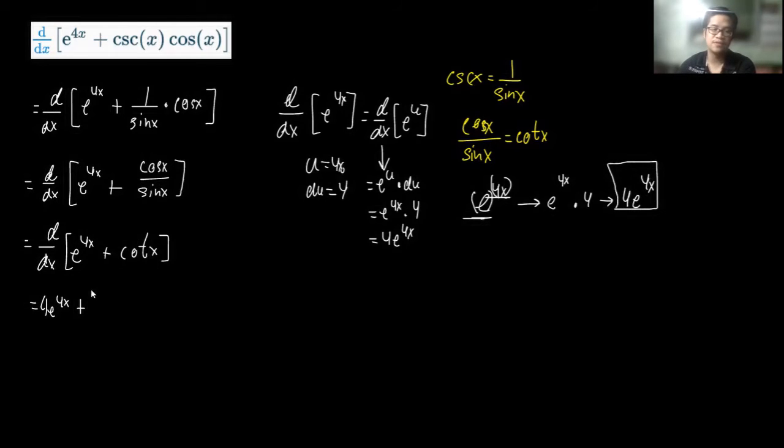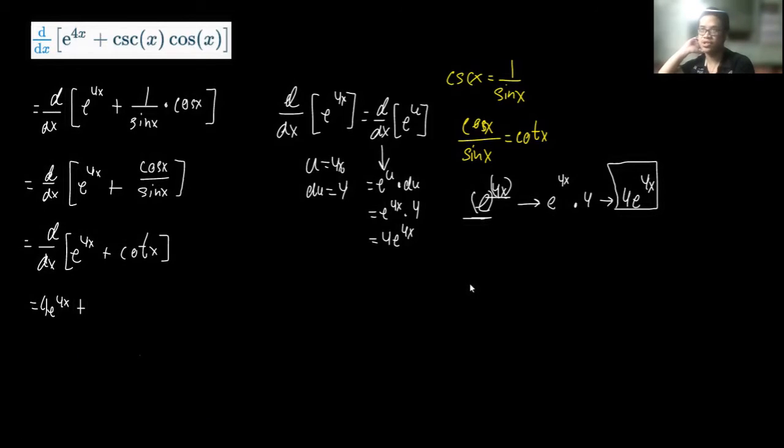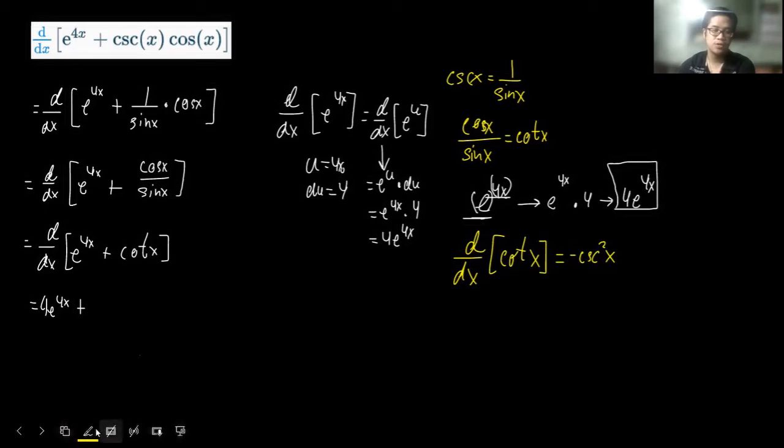Next, let's find the derivative of cotangent x. I don't think you guys recall or remember this one. If you want to find the derivative of cotangent x, this is equal to negative cosecant squared of x. So your final answer here is 4 times e raised to 4x minus cosecant squared of x. You can have that as your answer, or you can simplify it.